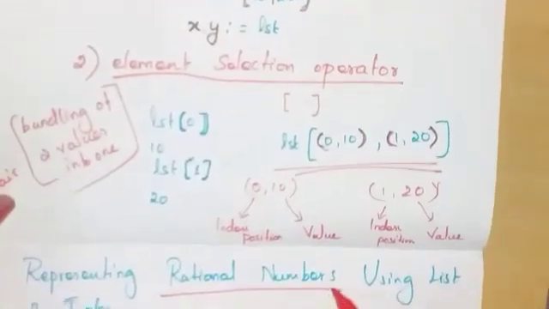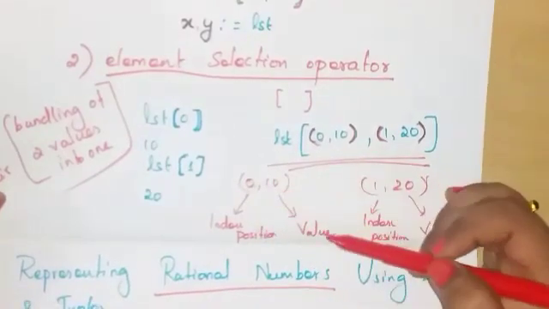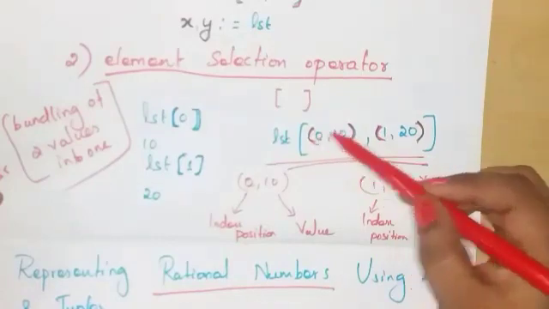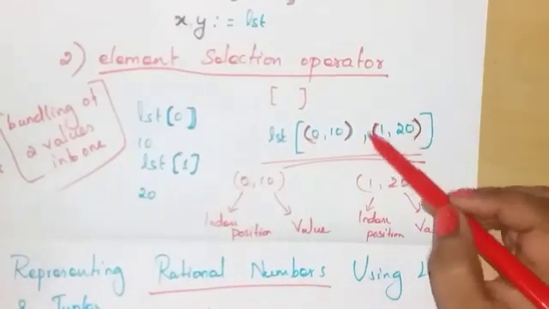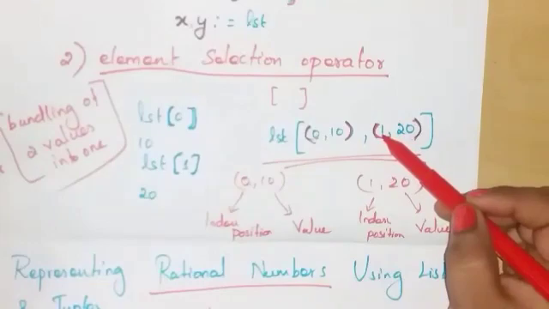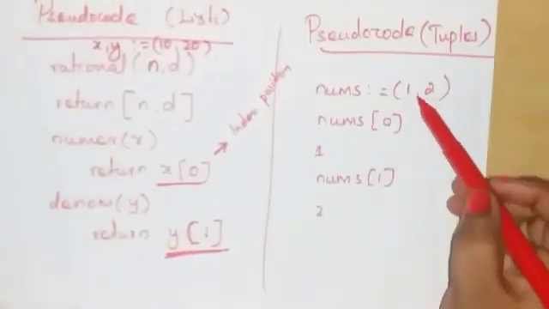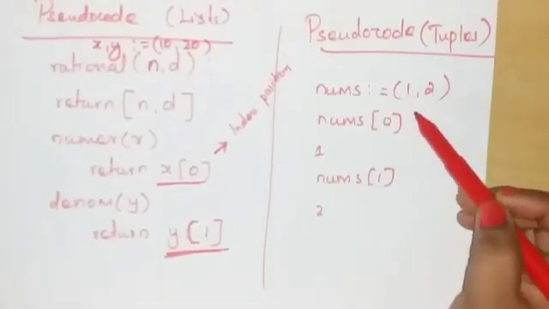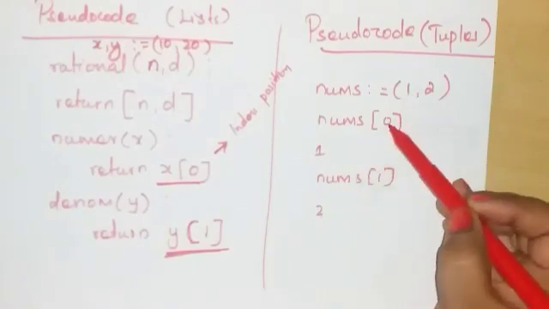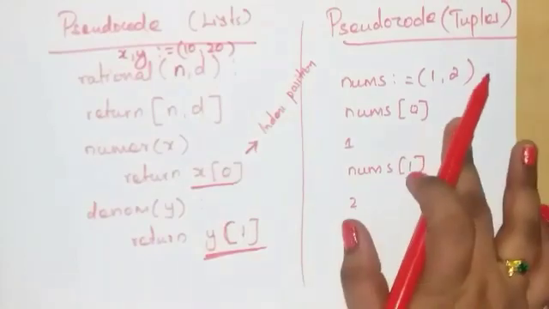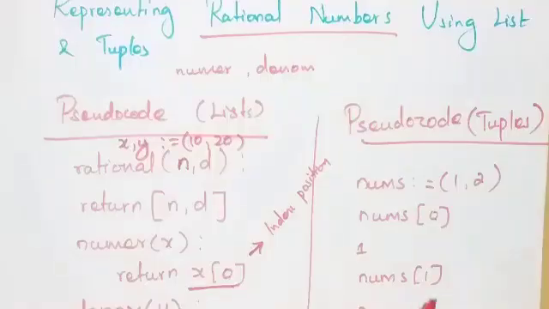You can see here 0 is the index position and 10 is a value, which means the value 10 is stored in position 0. Here the value 20 is stored in position 1. So this is called index position, this is called value. Similarly, here two values are given, 1 and 2. This 1 is stored in 0th position and 2 is stored in first position. So this is the pseudocode for tuples. So this is about list and tuples. Okay.